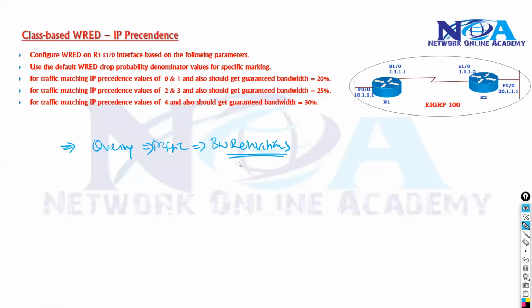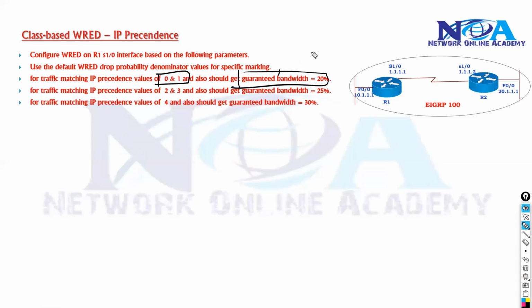In this example, if the precedence value is 0 and 1, that traffic should get a guaranteed bandwidth of 20% of the overall, that is, overall 75% maximum reservable bandwidth. And if the marking value is 2 and 3, then it should get 25%. And if the precedence marking value is 4, it should get 30%. So we know how to configure this.